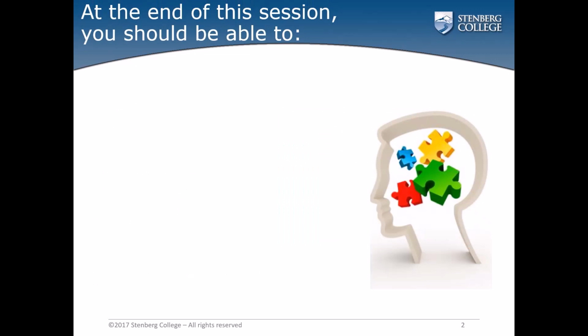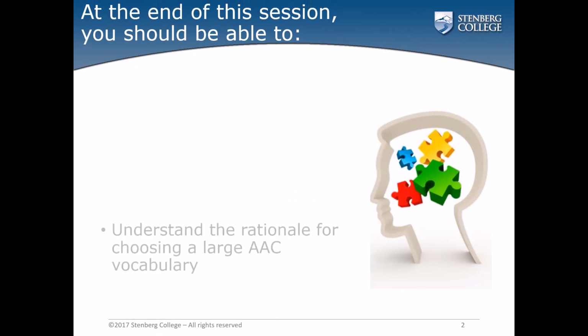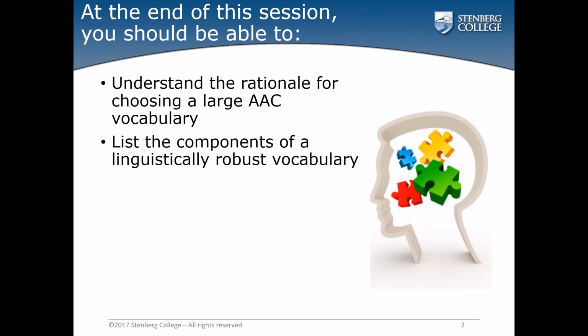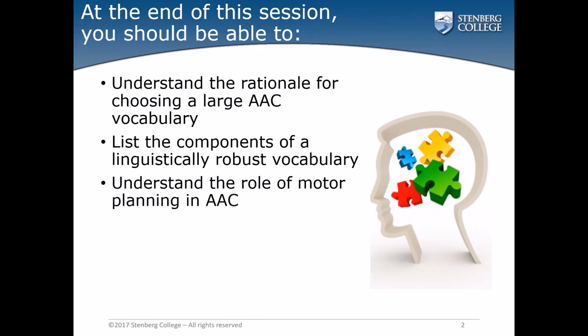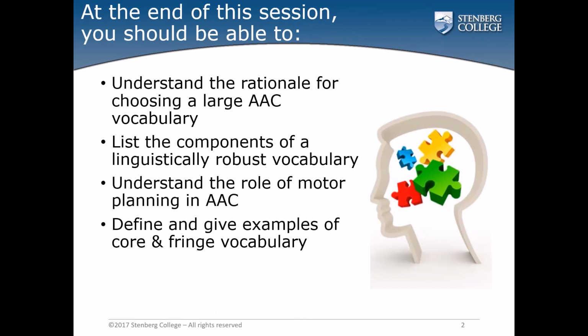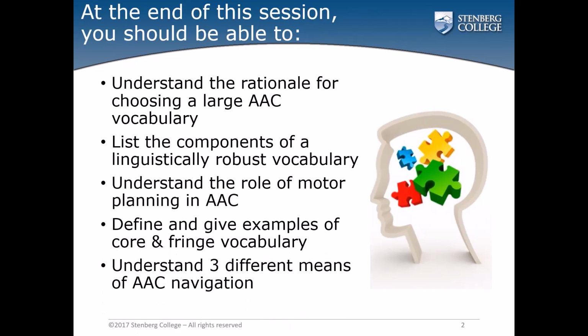At the end of this session, you should be able to understand the rationale for choosing a large AAC vocabulary, list the components of a linguistically robust vocabulary, understand the role of motor planning in AAC, define and give examples of core and fringe vocabulary, and understand 3 different means of AAC navigation.